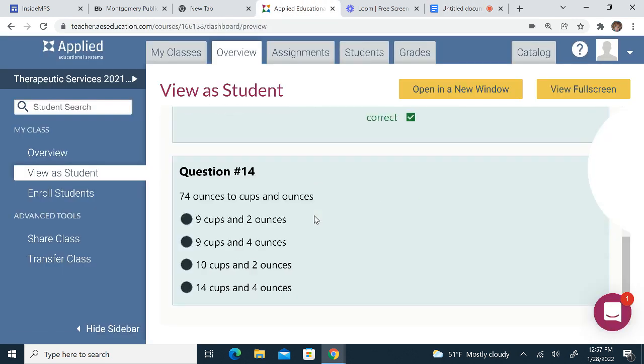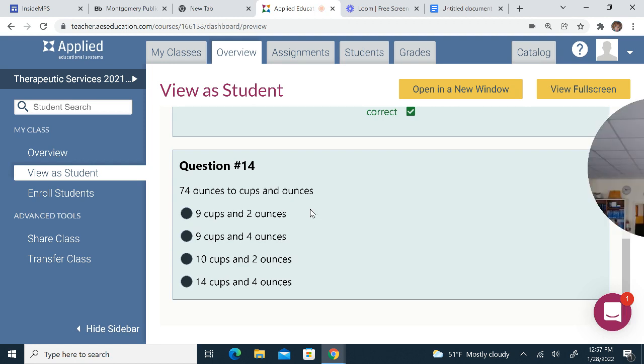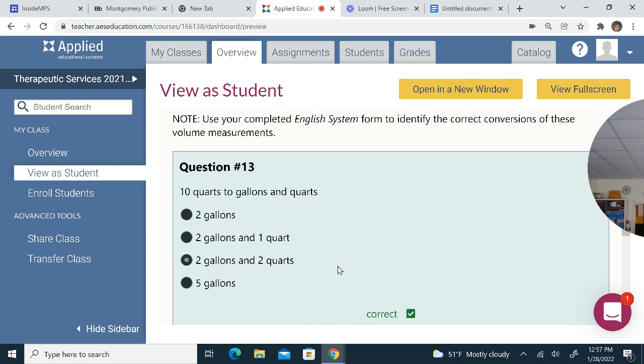Okay. Last one, 74 ounces to cups and ounces. What you asking, Shamari? Oh, my bad. I'm trying to do things on. Hold on, let me go look up.